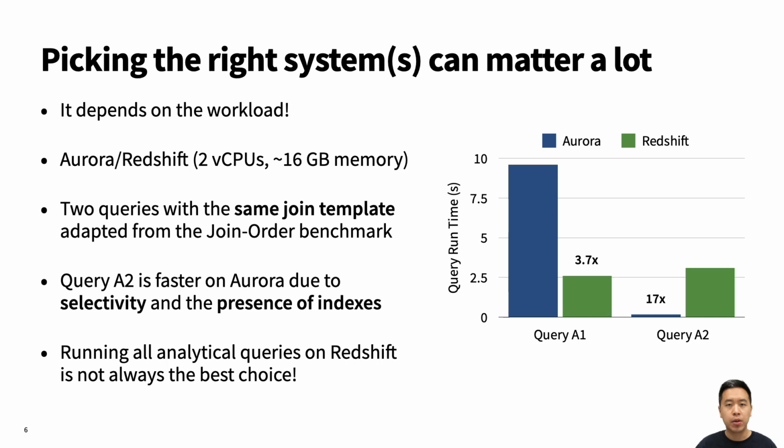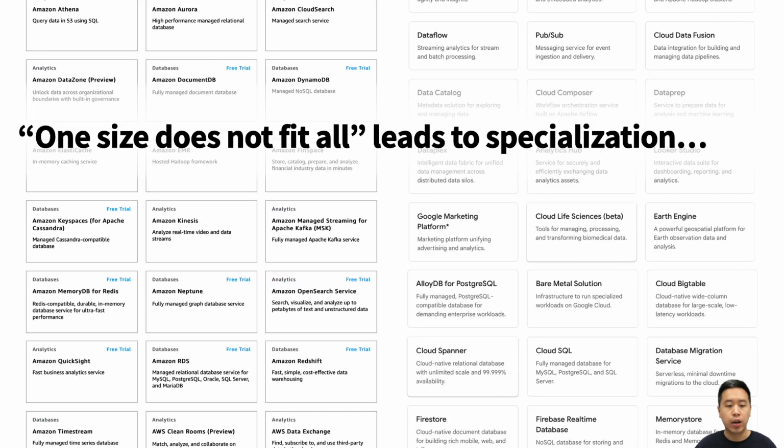And the reason we ended up here is this mantra of one size does not fit all. And this has led to specialization. On the slide here, I'm showing the different services that are offered by AWS on the left and Google Cloud under the database and analytics categories.